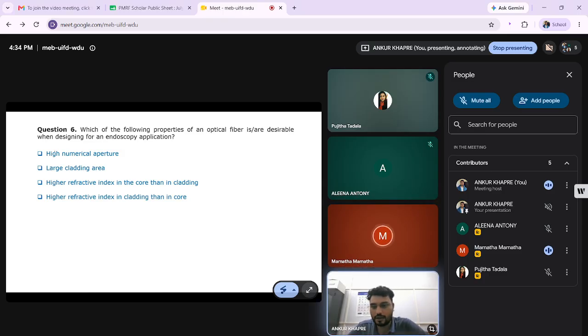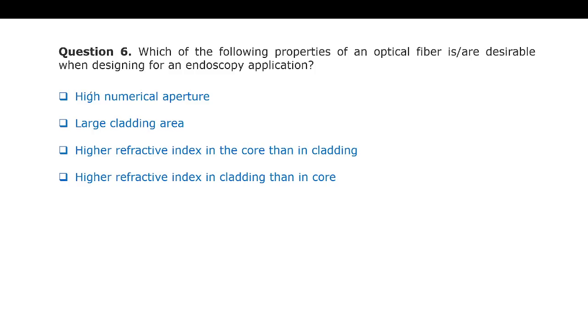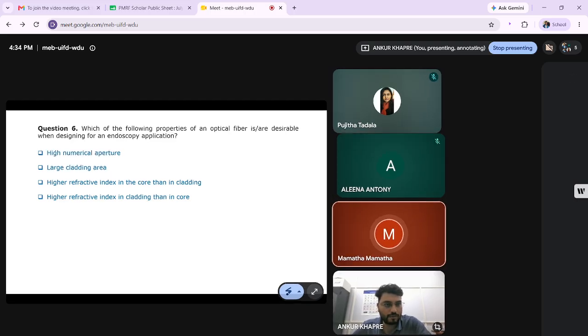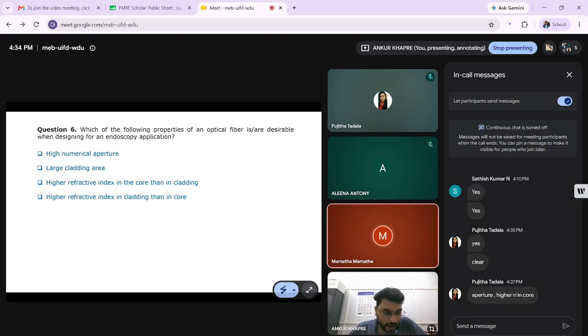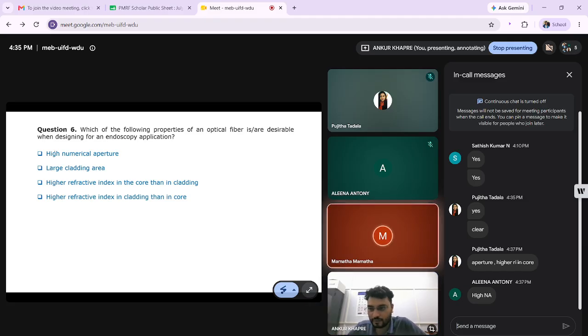Please mute it, Mamta. Can you answer it? Sujita, Alina, could you please answer it? Aperture. You can say A, B, C or something, that is better. ABCD, I can understand. Okay, correct.